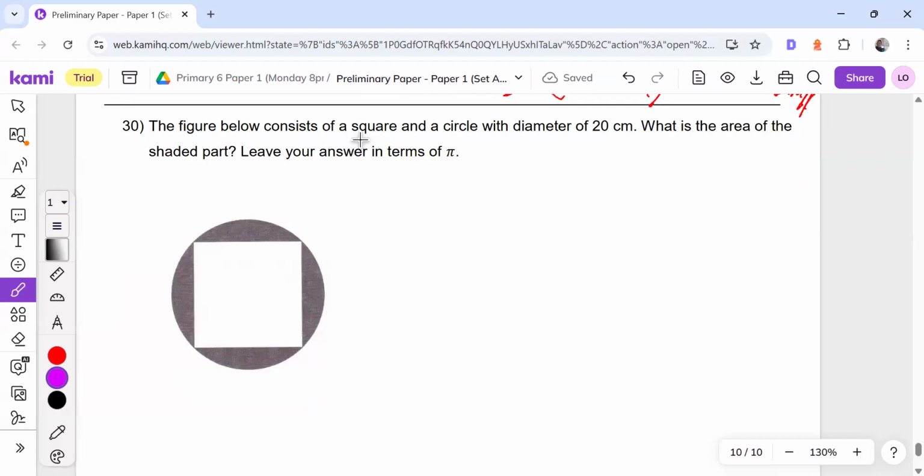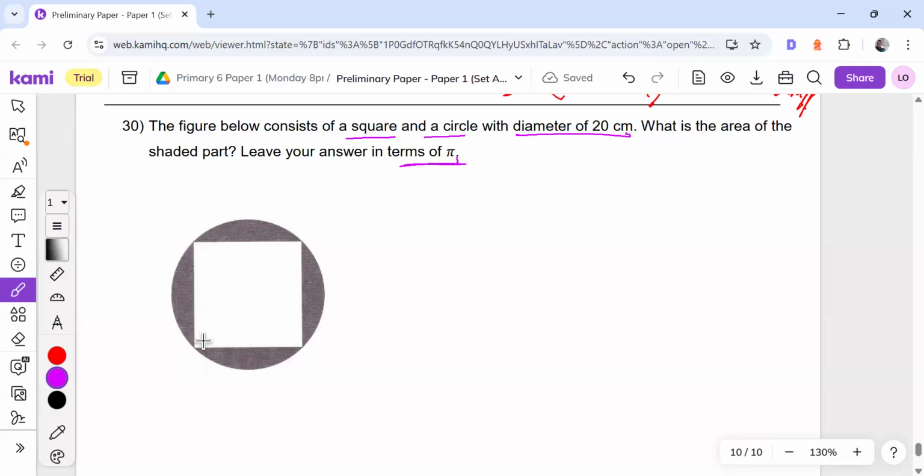Now, the figure below consists of a square and a circle with diameter 20. What is the area of the shaded part? To find the shaded part, you must find the circle area, then minus away the square area. Alright? And then you get the shaded part. And leave your answer in terms of pi. Okay, so how do we find the circle area?